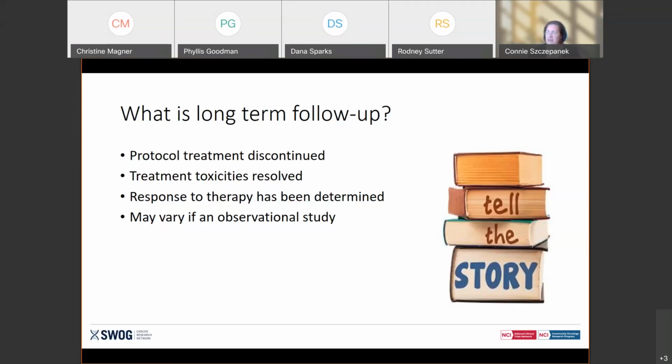Generally, we call long-term follow-up that phase of follow-up. It begins when protocol treatment is either discontinued or completed, when we've resolved questions about toxicities that happened while they were on treatment, we've determined response to therapy, and it may vary if there's an observational study. Next slide, please.